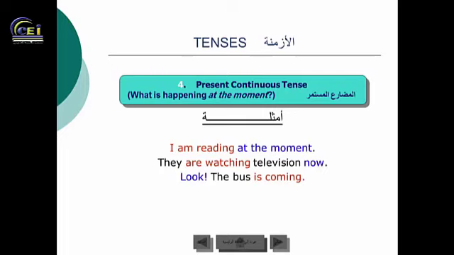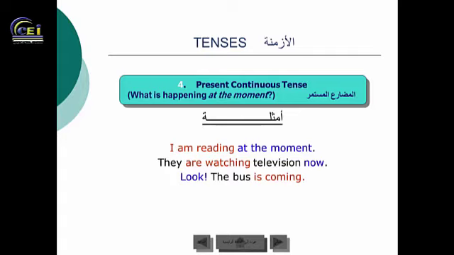The examples in the present continuous. I am reading at the moment. The sentence is in the present continuous. Why? Because of am and the verb with ing, and "at the moment" is a key word in the present continuous.